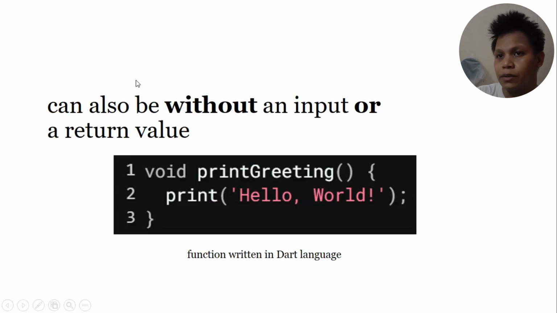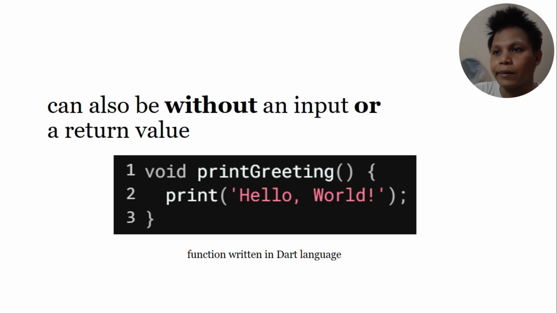Now, we can also create a function that doesn't accept an input or doesn't have a parameter, or it doesn't return anything. So in this case, this function simply just prints hello world. And of course, since this function doesn't have a return statement inside the body, we have to indicate the void keyword. Void meaning it has no value to return. So that's just a recap of what a function is.